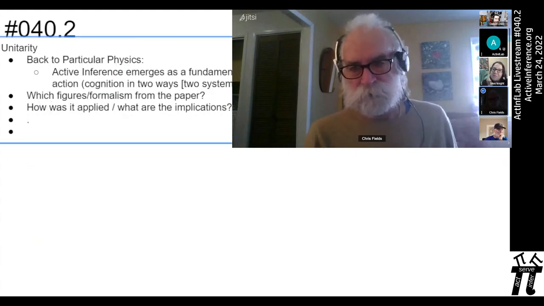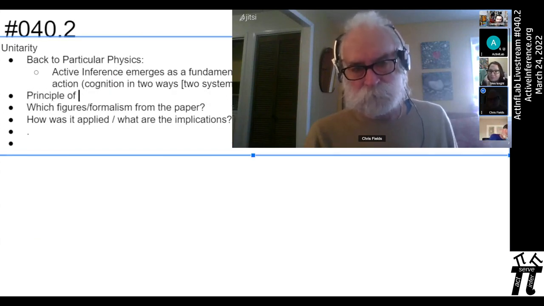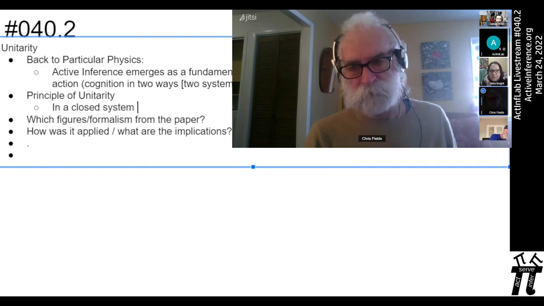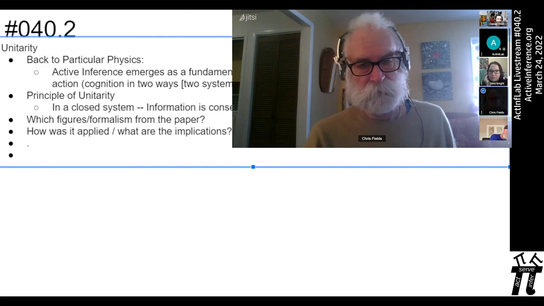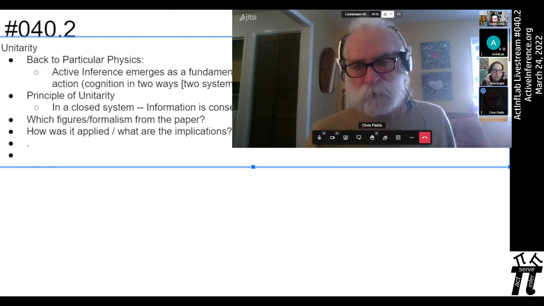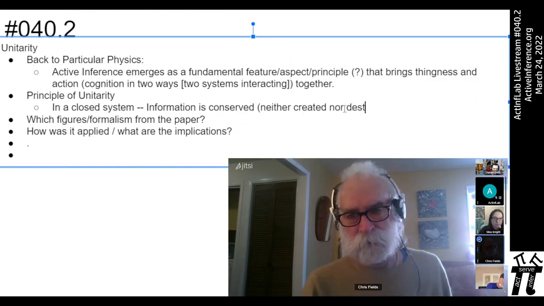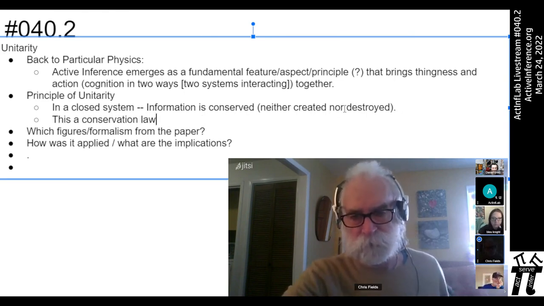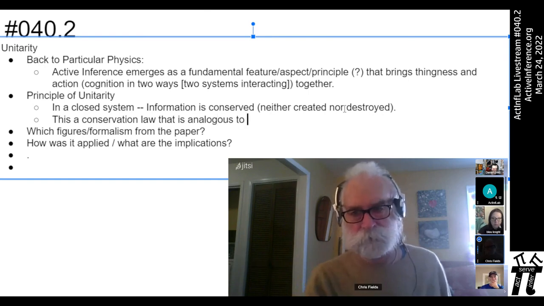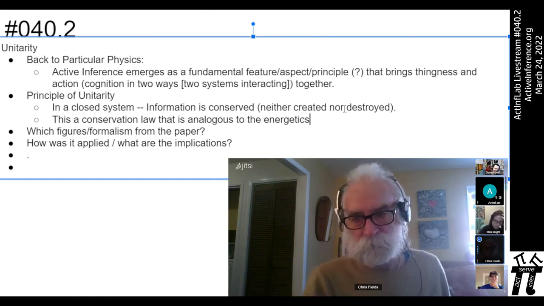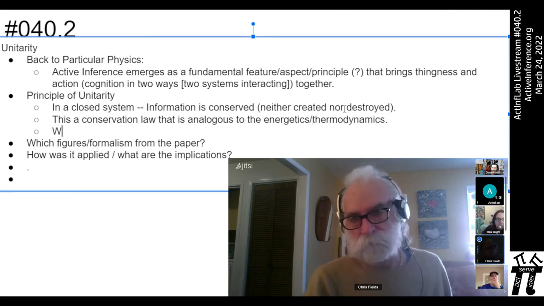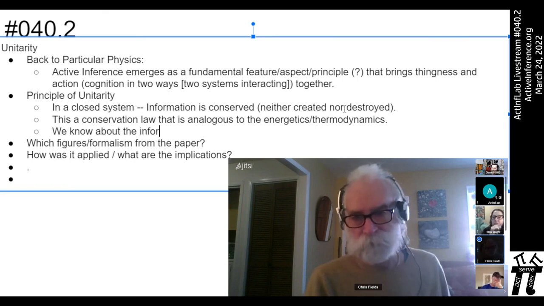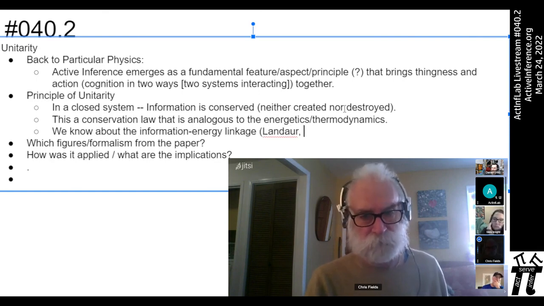The principle of unitarity is just the principle that in a closed system, information is conserved. So information is neither created nor destroyed in a closed system. It's a fundamental conservation law, and it's exactly analogous to the principle of conservation of energy. Right, the conservation of energy says in a closed system, energy is neither created nor destroyed, it's conserved. So the principle of unitarity just says this for information as well as energy. And we know that information and energy are very closely linked by Landauer's principle or by Boltzmann's definition of entropy, or all of these other connections that make physics informational.